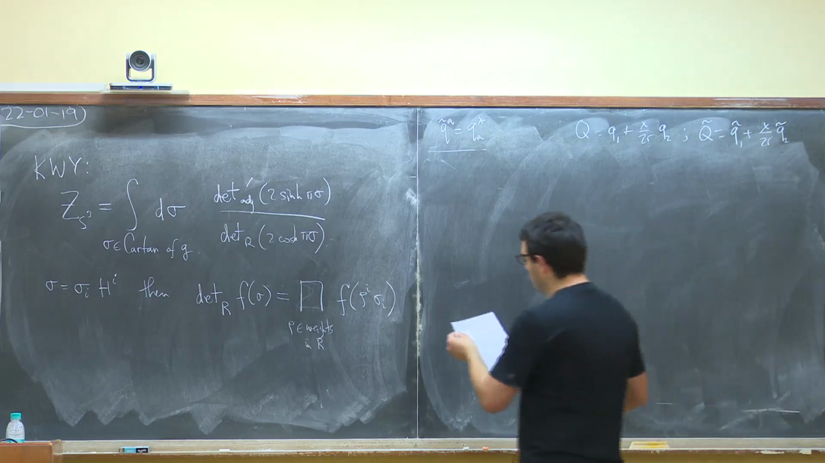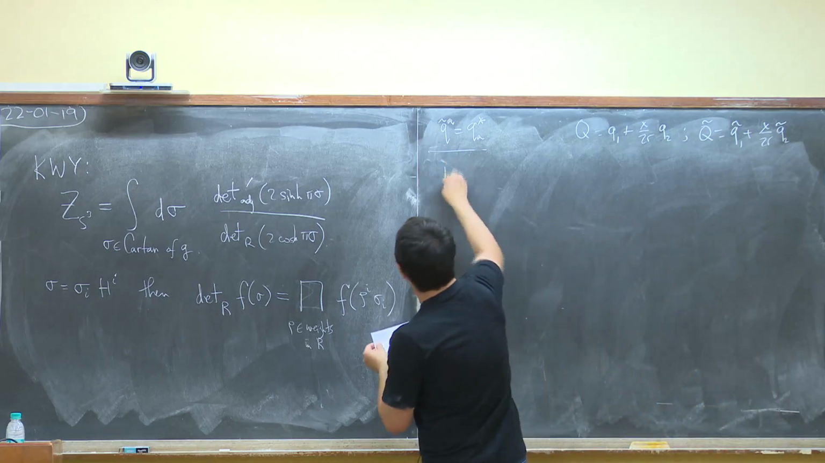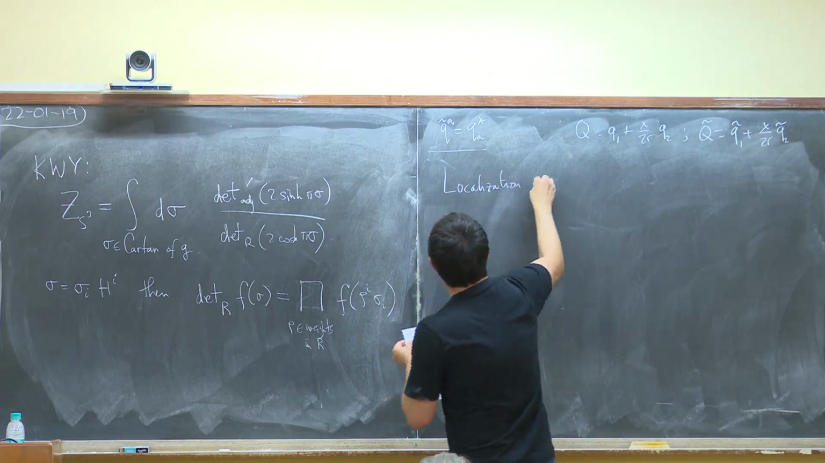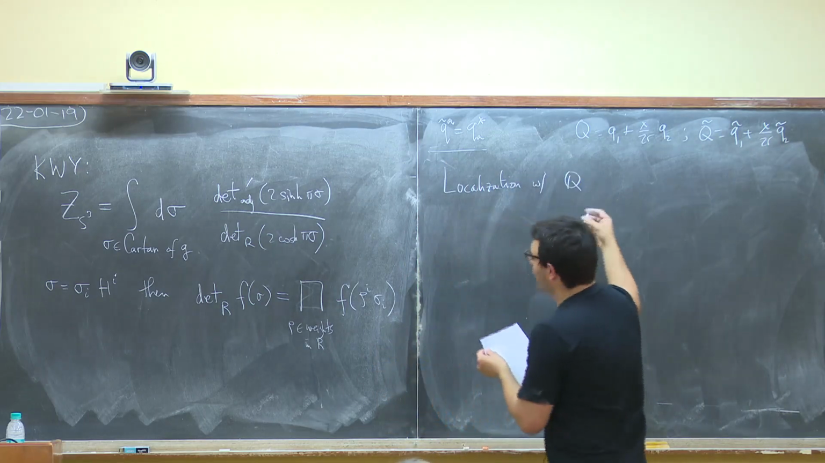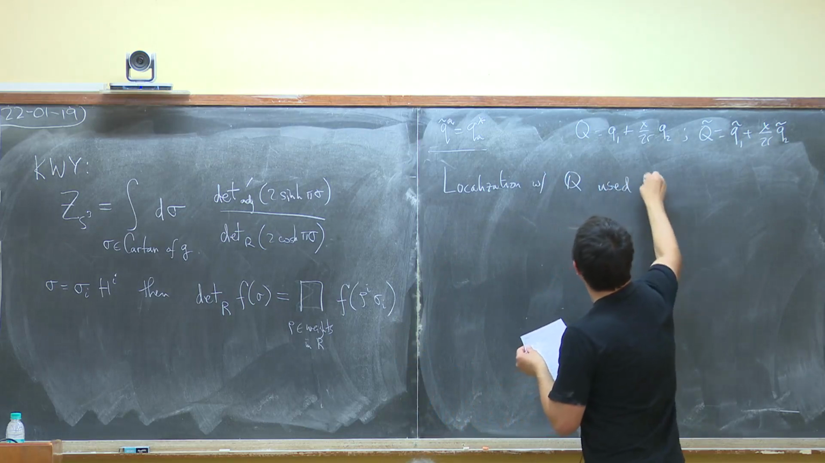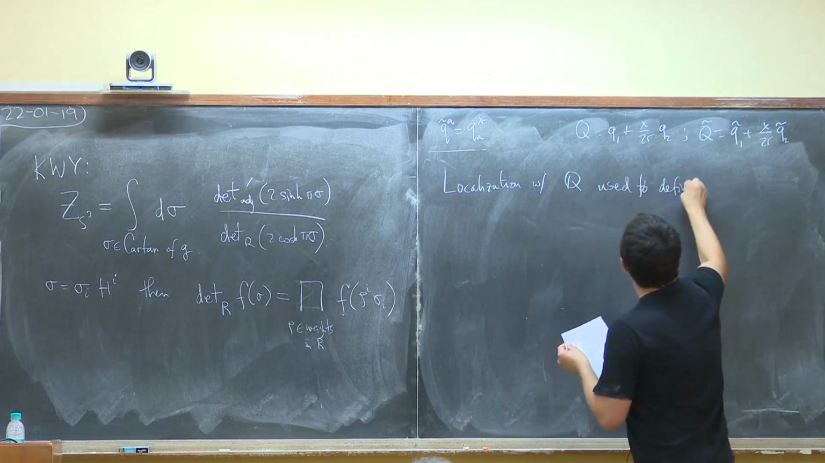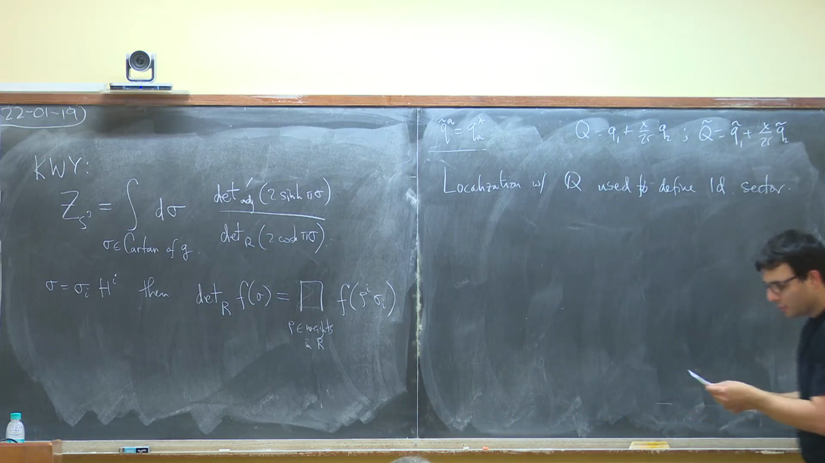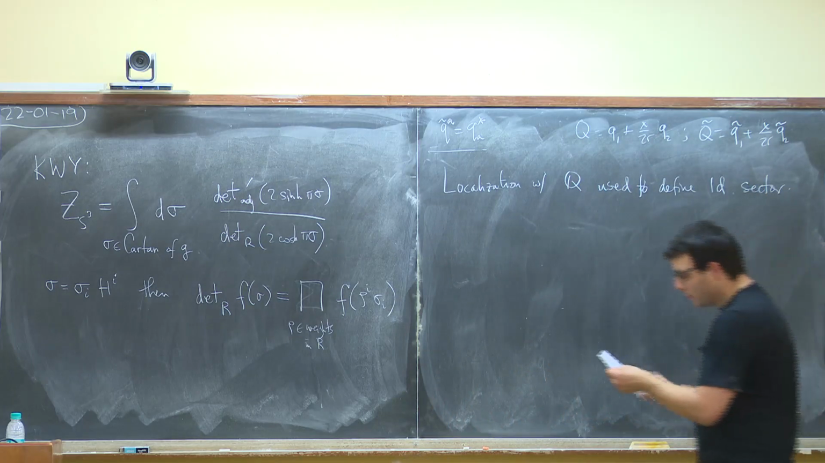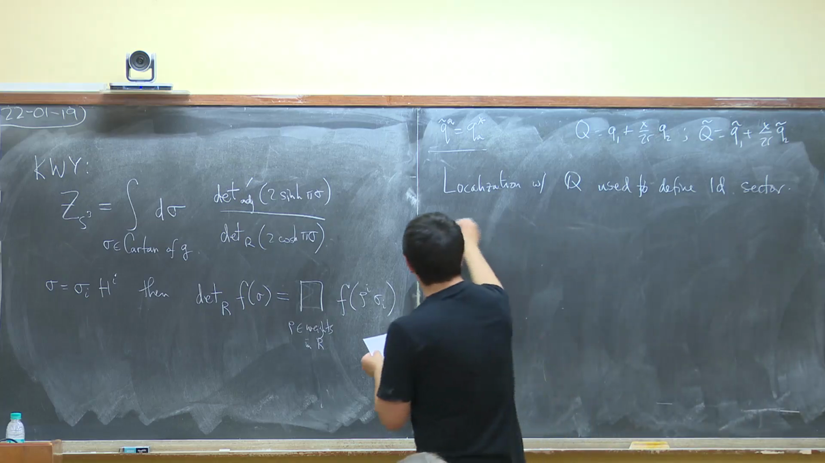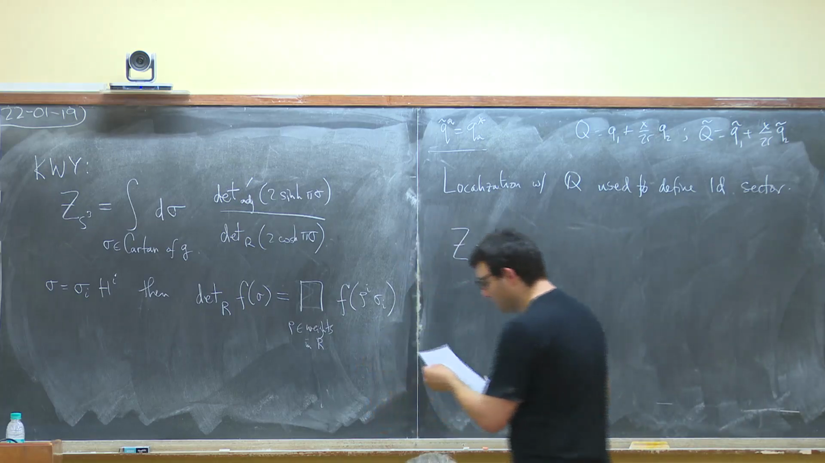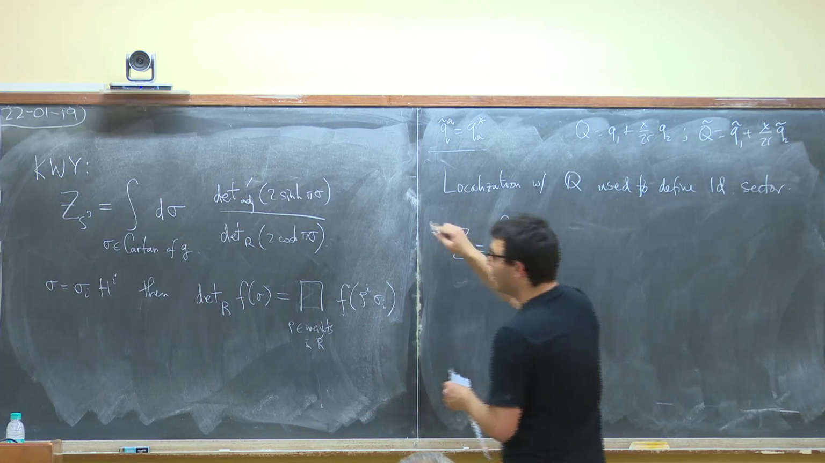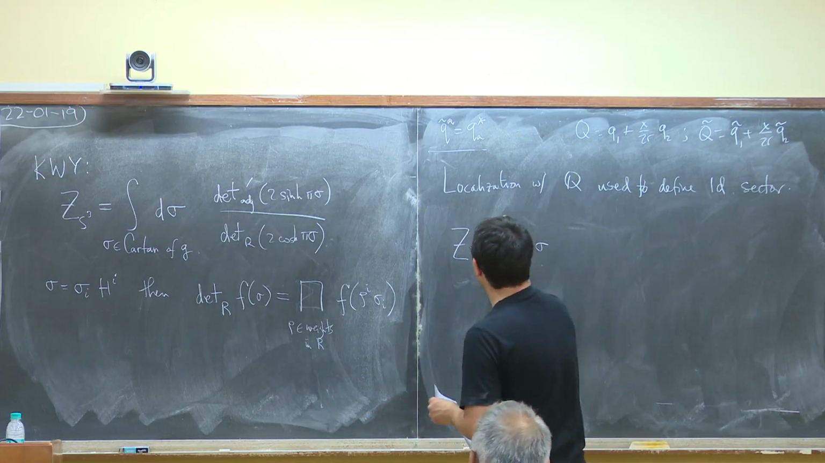Okay, so what we did is localization with Q used to define the 1D sector, roughly. And I'll tell you what the answer is. So there's an integral over sigma, like there, and sigma is in the Cartan.